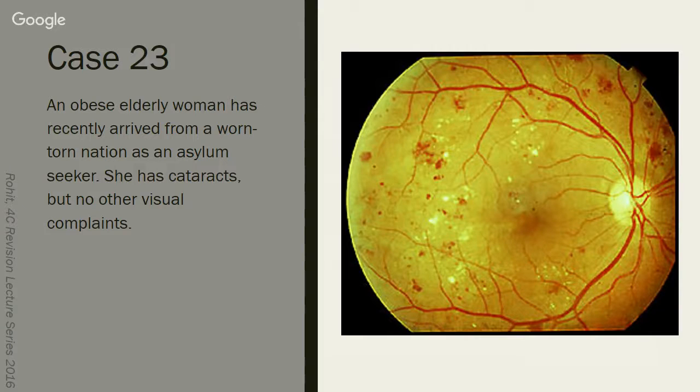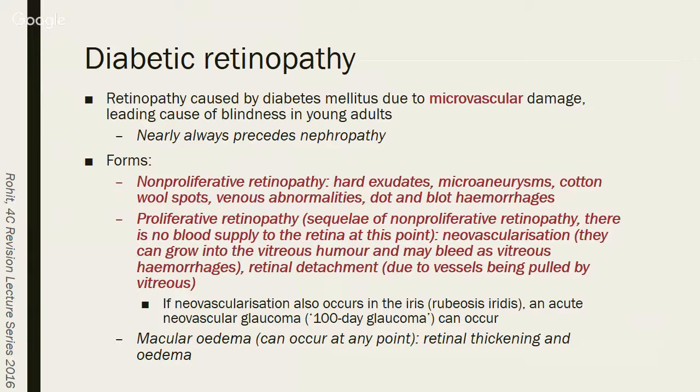bit. So what about this one? An obese elderly woman who's recently arrived from a war-torn nation as an asylum seeker. She has cataract and no other visual complaints. This is a retina that they somehow got through the cataract. Yeah, good. Diabetic retinopathy.